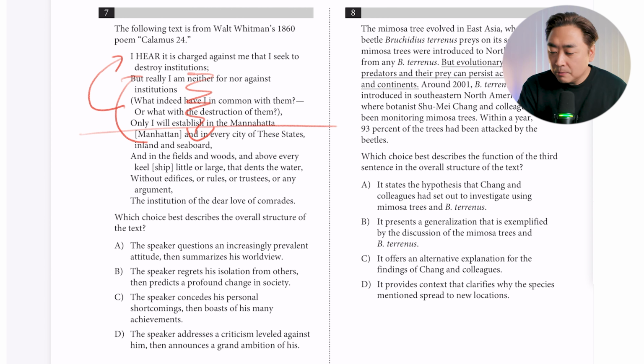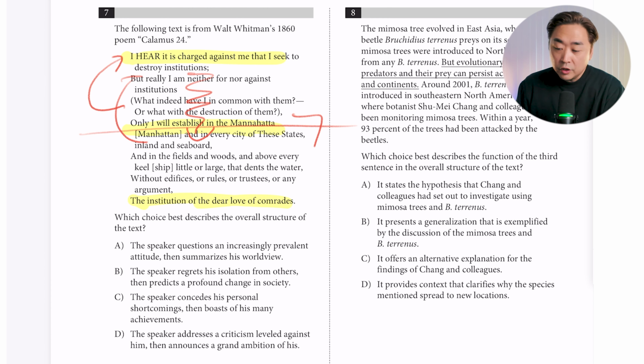I draw a line somewhere in the middle, and then I resume from the middle, and you can skim through it. It says, only I will establish in the Manhattan, which is Manhattan. The natives call it Manhattan. And then in every of these states, inland and seaboard, blah, blah, blah. So again, I go into that blah, blah, blah, which is detail. So if you pay attention to the first, mid, and last, this is where the ideas usually reside.